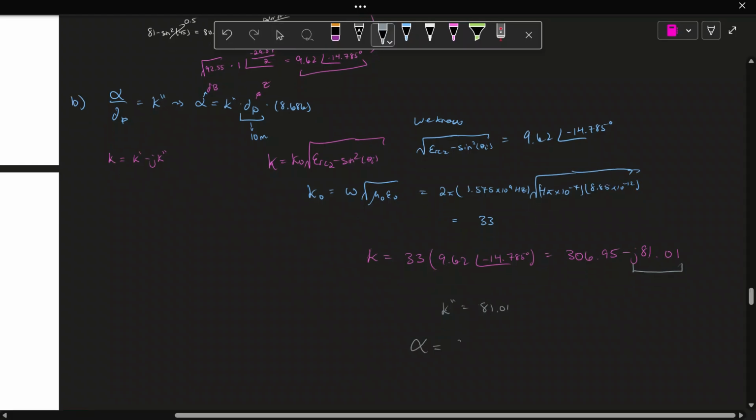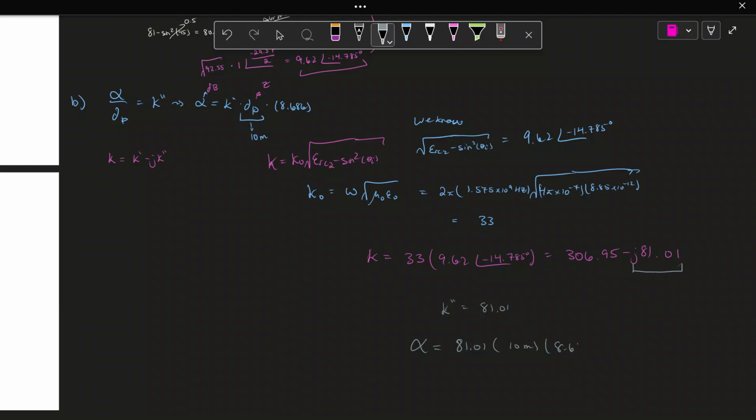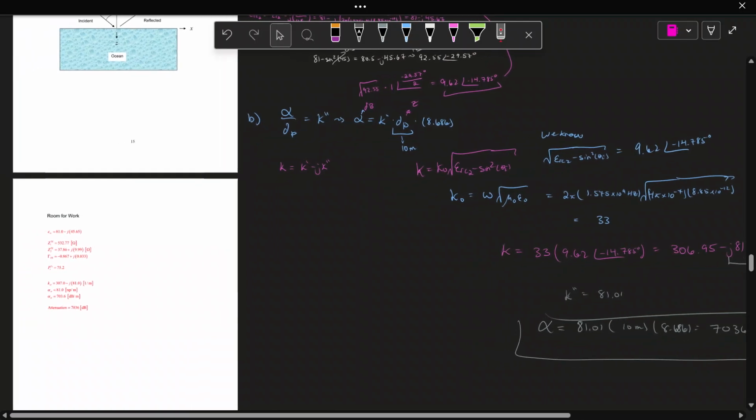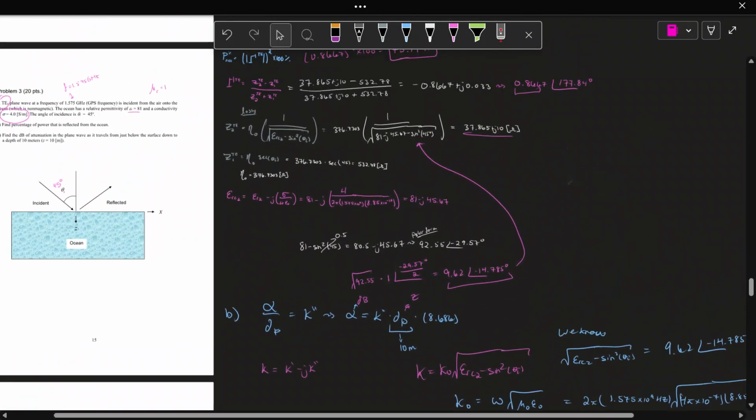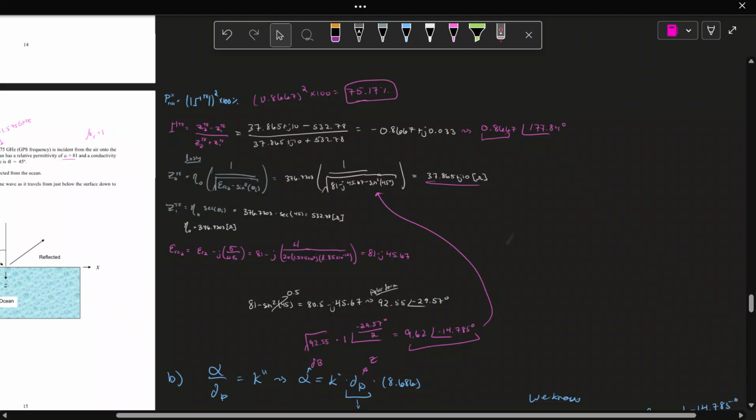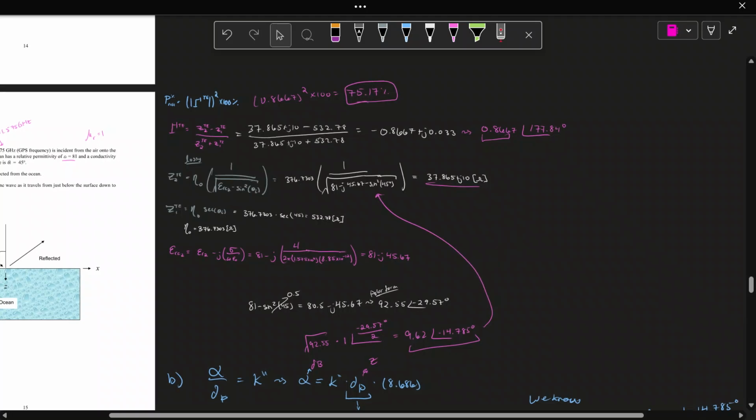What you'll then see is alpha is equal to 81.01 times 10 meters times 8.686. Well, what is this equal to? Let me plug it in here, 10 times 8.686, 7,036.53. And don't forget units. We want to make sure we know it's in decibels and not in meters. So we can check our answer, 7036, perfect. Our power percentage, 75.2. Where's the answer? Up here, 75.17. Close enough, you know. Okay, cool.